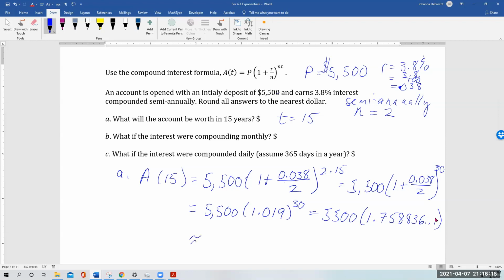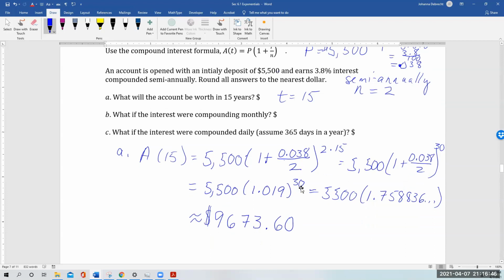We're at the final answer now, so we're going to take that number, whatever the calculator gave, and multiply by 5,500. When we get that value, we'll round it off to the nearest penny, since this is money. That's $9,673.60. Notice the word "and" is the decimal point when you read the number out loud. What is the next part to the question?